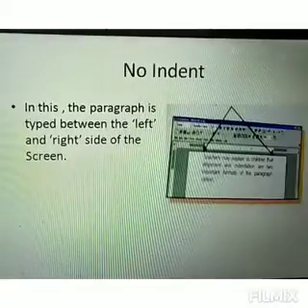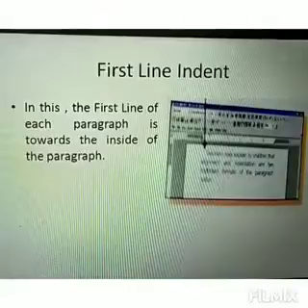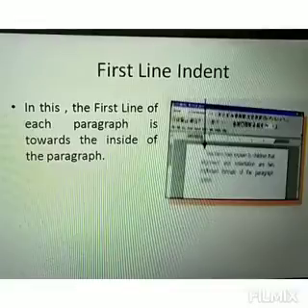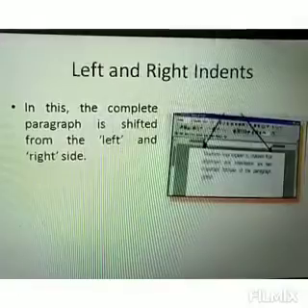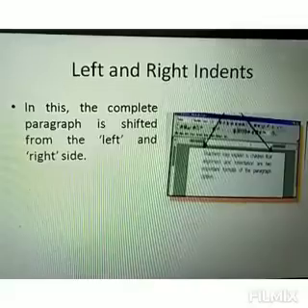In no indent, the paragraph is typed between the left and right side of the screen. It is not very easy to see the different paragraphs. In first line indent, the first line of each paragraph is moved towards the inside of the paragraph. We will clearly be able to see where the paragraph starts. In the left and right indent, the complete paragraph is shifted from the left and right side.